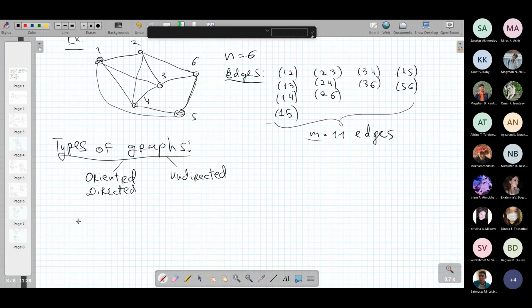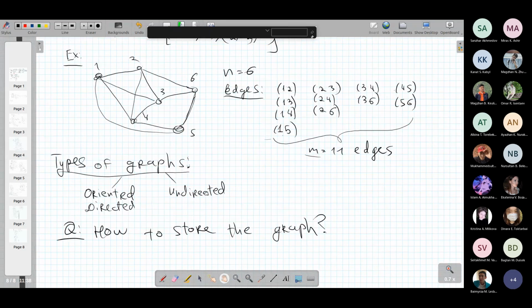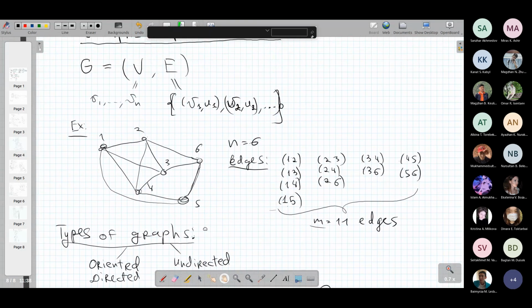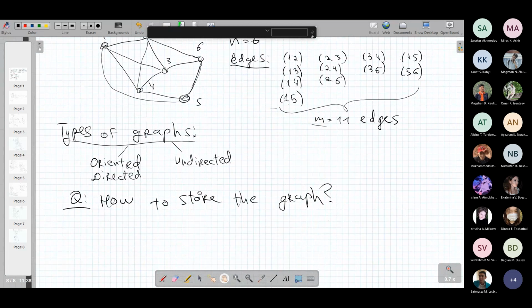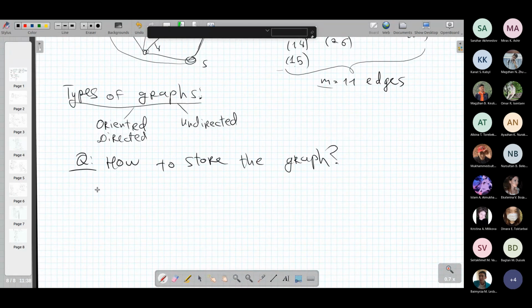So the main question is how to store the graph. How to store it in the code. That's what it means. Okay. So the first option is the adjacency matrix.